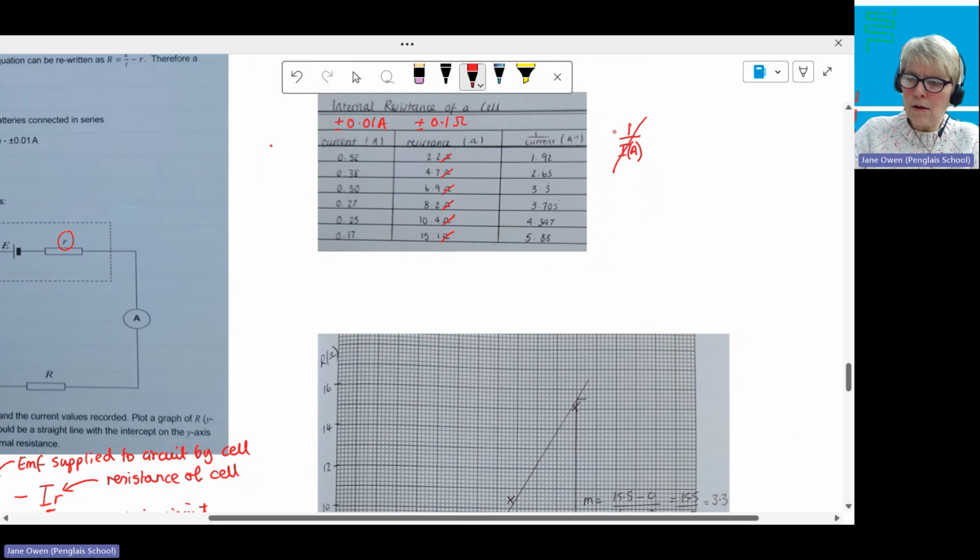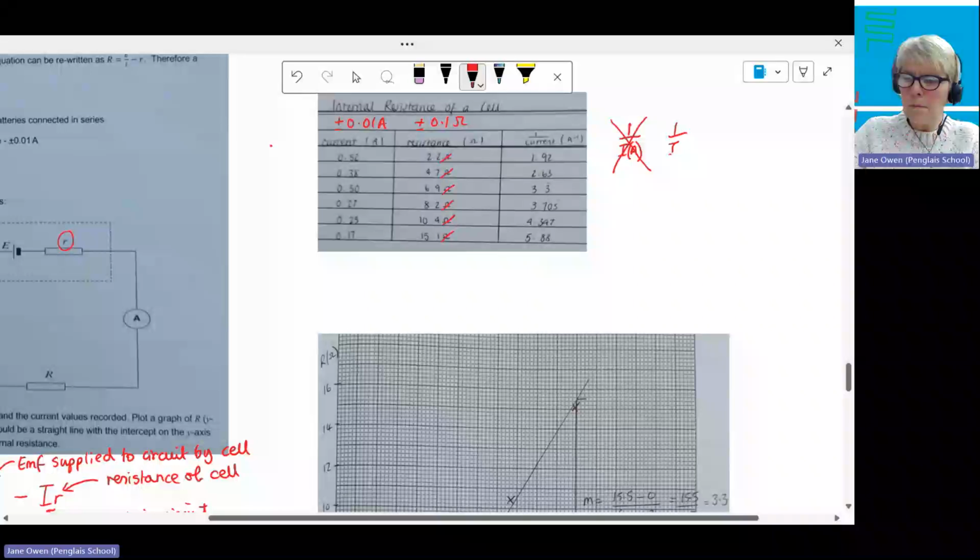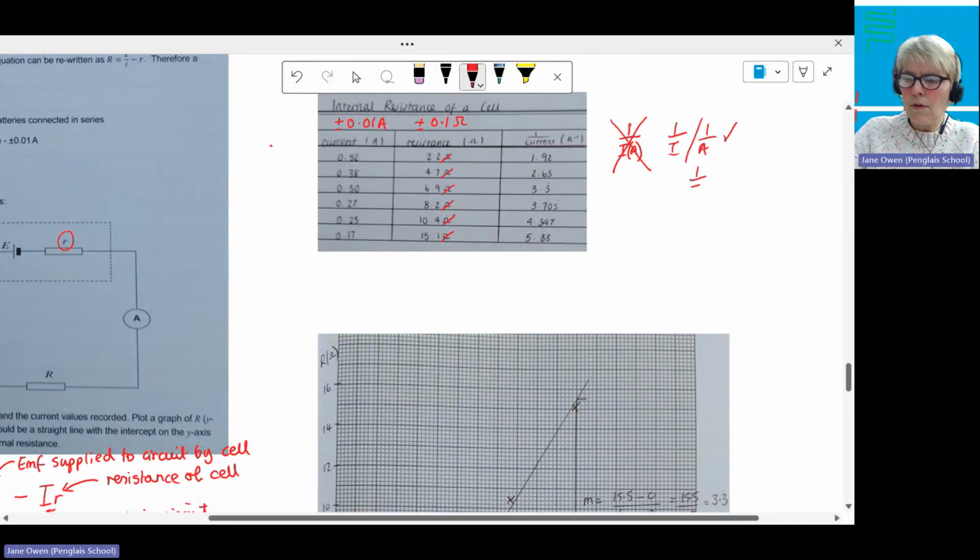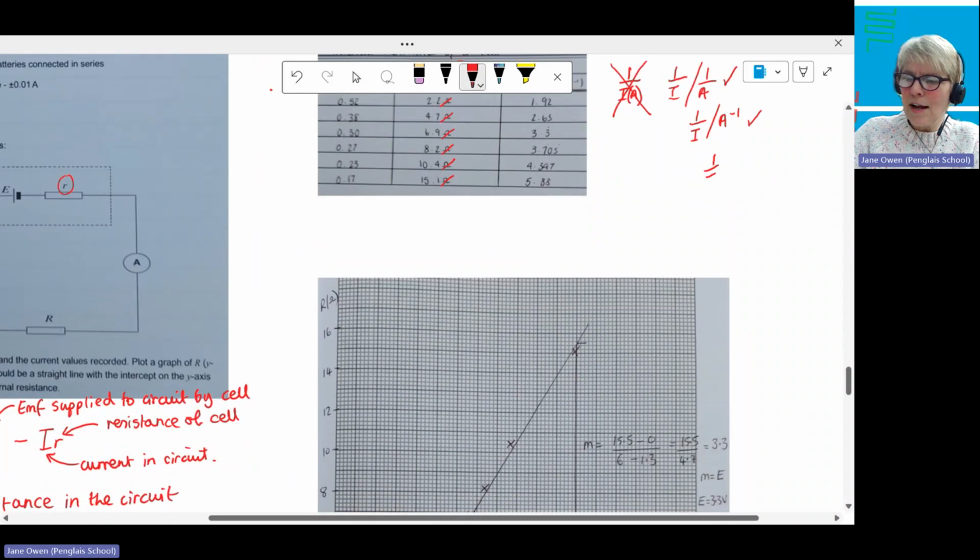So that wouldn't be any good, but 1 over amps slash 1 over A is fine. 1 over amps slash amps to the -1 will be fine, and 1 over amps brackets amps to the -1 will be fine. But if you find that that -1 is outside the bracket, they won't give it to you unless you've put a dividing line before. You just need a separating mark between the unit and the quantity.